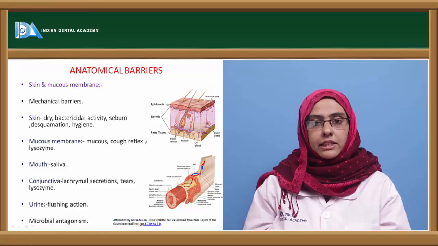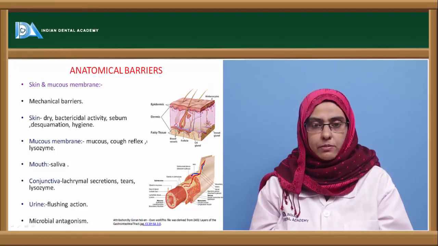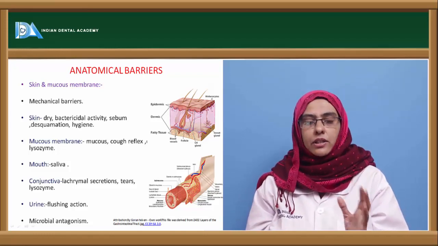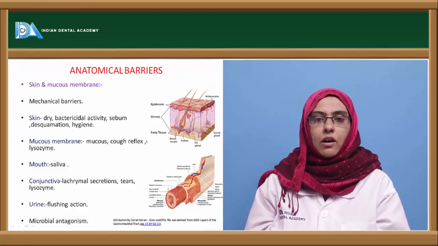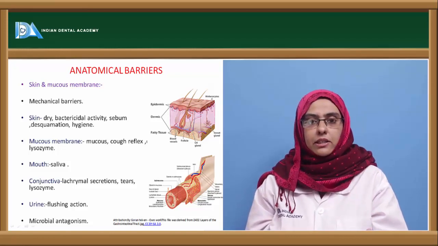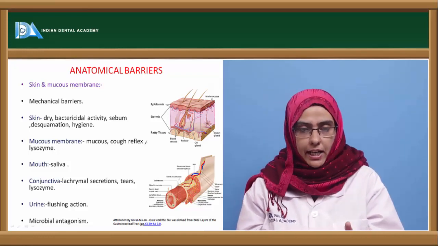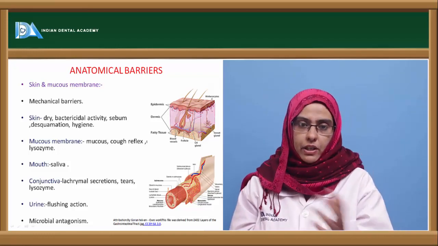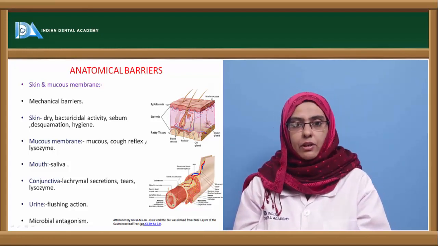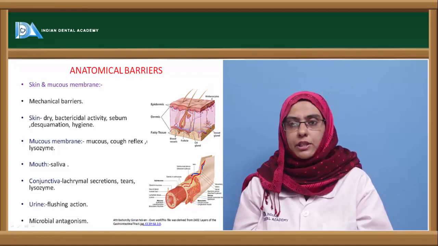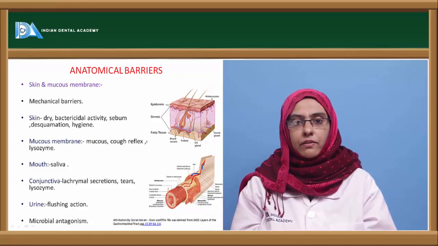But these organisms become pathogenic when the immune status of a person comes down. Otherwise, they are as beneficial to the human being as we are to them. These organisms compete with pathogenic microorganisms for food and space, and as a result they do not allow the growth or attachment of pathogenic organisms on the human host. So these are all the anatomical barriers that prevent the entry of organisms.